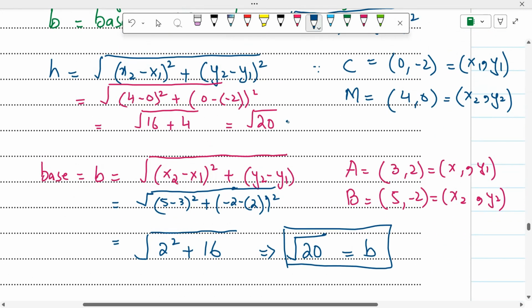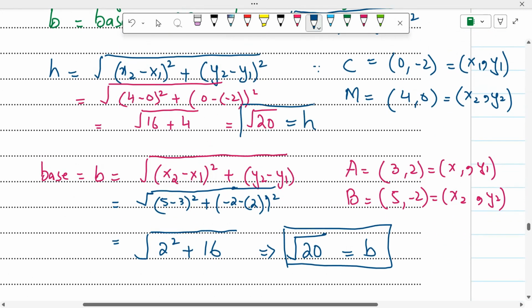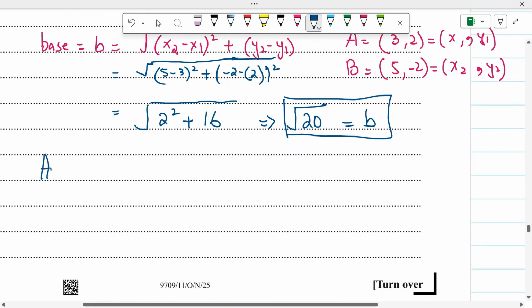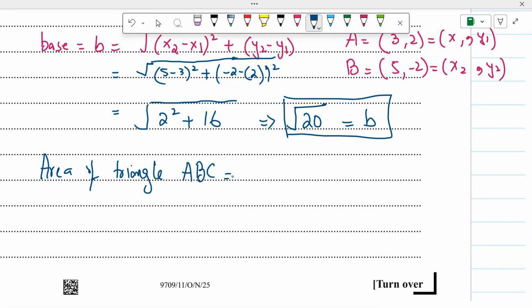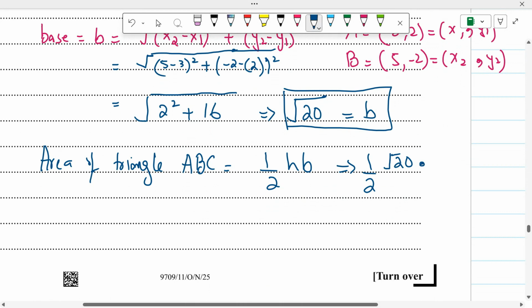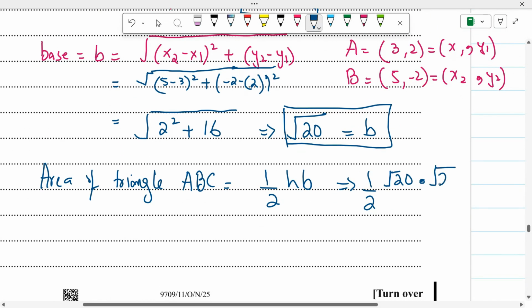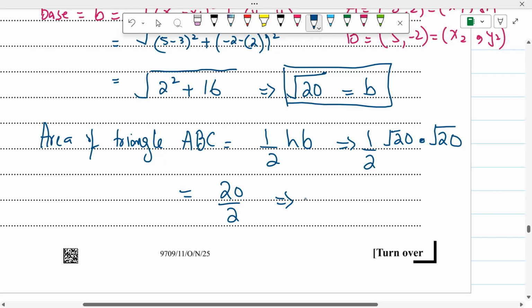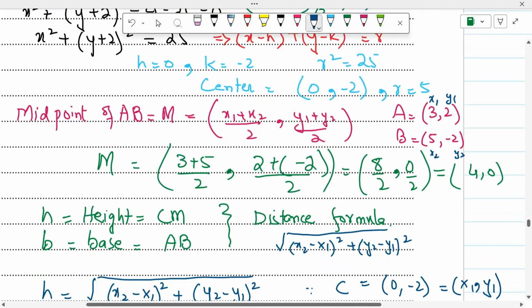We also have the height, which is under root 20. To find the area of the triangle ABC, the area of triangle ABC is equal to 1 over 2 times height times base, and we know that the height is under root 20 times the base, which is also under root 20, and this is equal to 20 over 2, which is equal to 10.